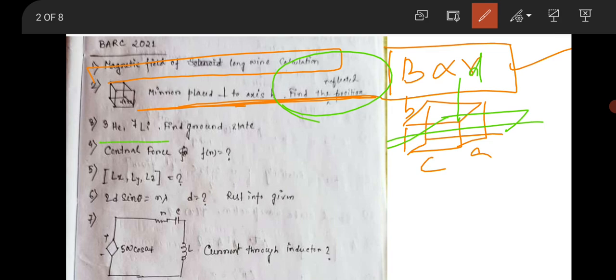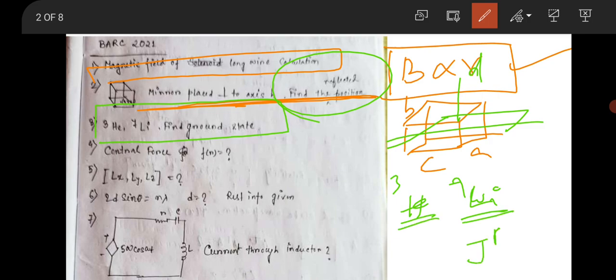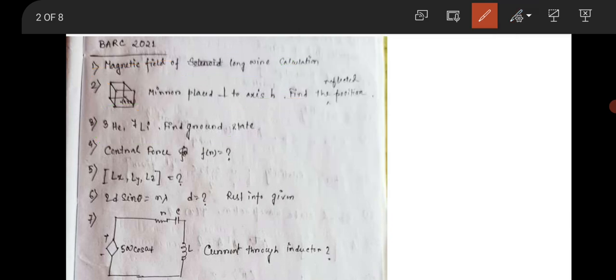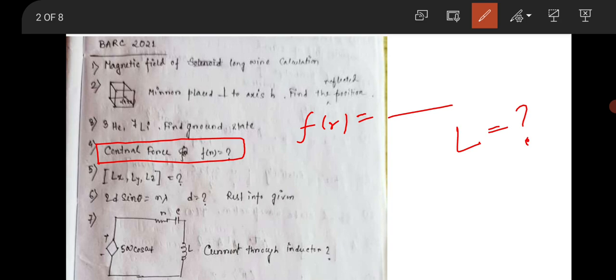Then there is a question from nuclear physics, for helium 3 and lithium 7. What will be the spin parity? You have to find the spin parity for helium 3 and lithium 7. Then there is a question on central force motion. A force F of r was given, and angular momentum was asked.